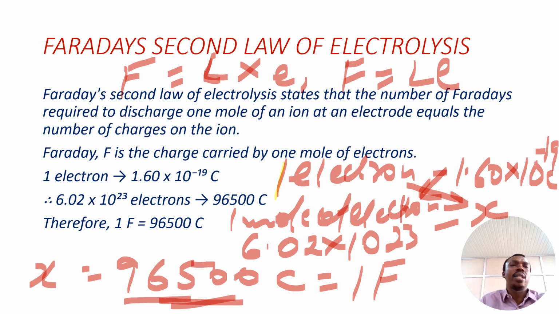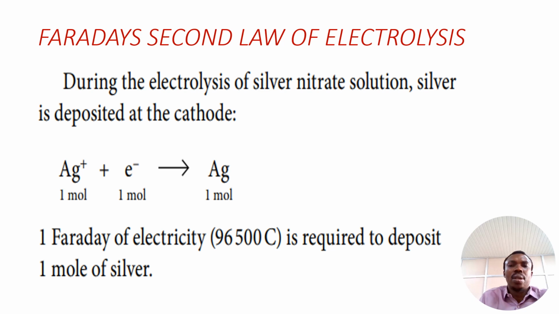So just to summarize, Faraday's second law of electrolysis states that the number of Faradays required to discharge 1 mole of an ion at an electrode equals the number of charges on the ion. So applying Faraday's second law in the electrolysis of an aqueous or molten electrolyte, let's take, for example, the electrolysis of silver nitrate solution, where silver is deposited at the cathode. So 1 mole of electron is required to deposit 1 mole of silver.